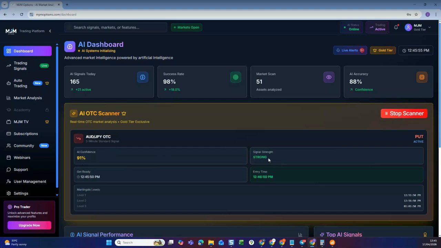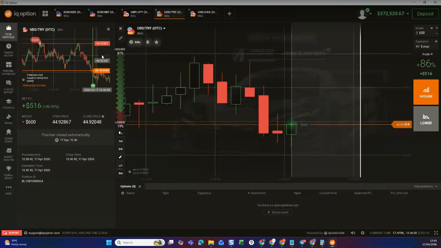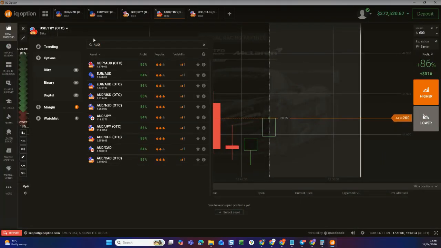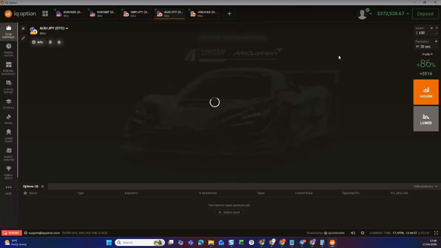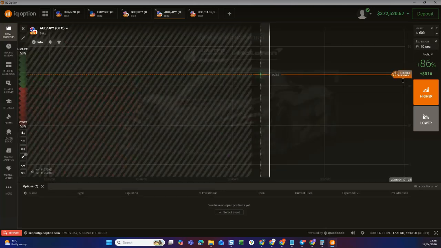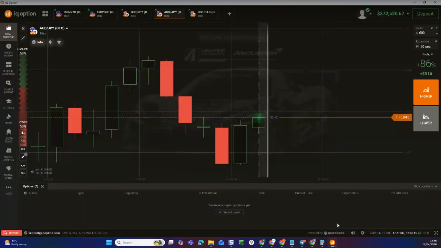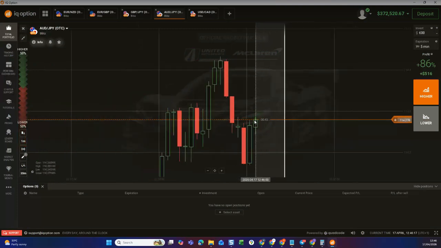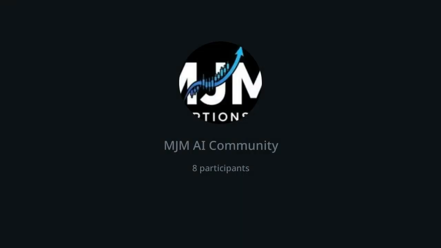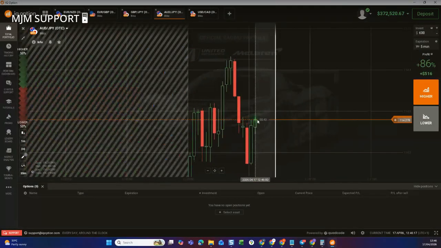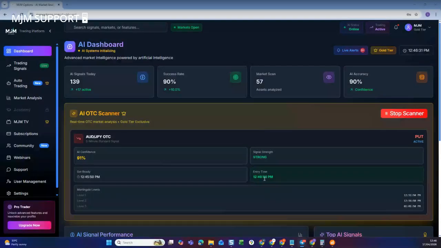And what's the pair? AUDJPY. So let's go into search AUDJPY. And we know that since we're trading AUDJPY, we are going to be trading for 5 minutes also. The next thing we have is the direction. The direction is a sell. So put me sell. So what time are we selling? We are selling at 12:46:50 seconds. So we have about 10 more seconds to go to sell AUDJPY.